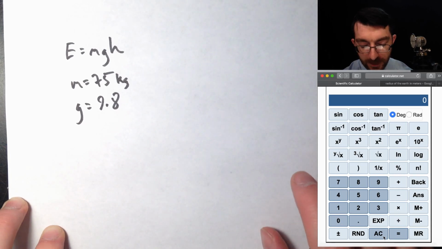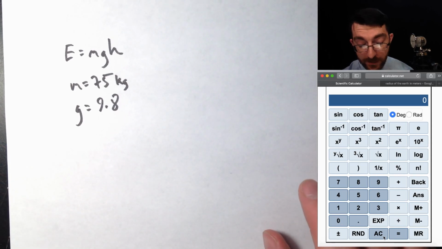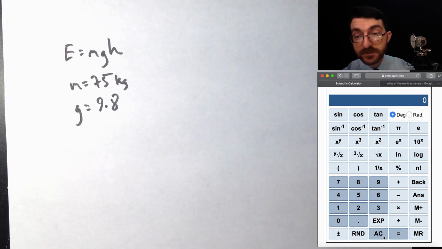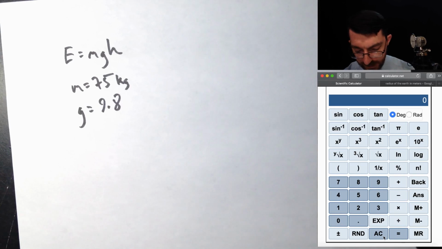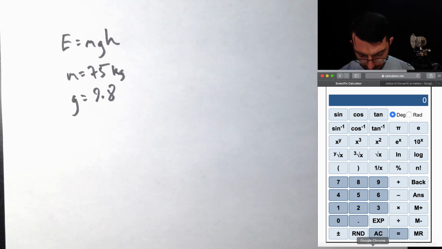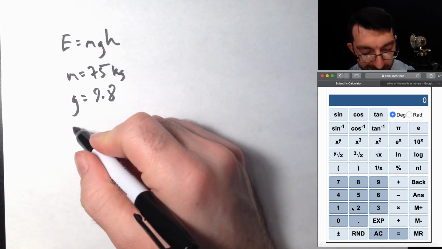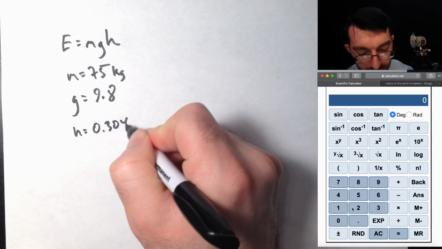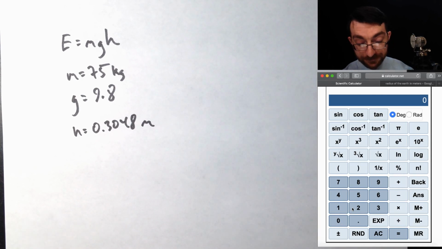Let's say I was able to jump up a height of 1 foot, just 12 inches. Let me get that in meters real quick. That's 0.3048. I just one I remember. So let me get a height of 0.3048 meters. Okay. How much energy does it take for me to do that jump?